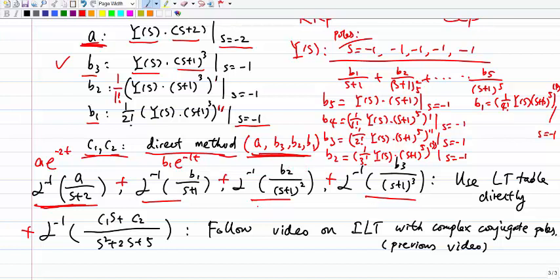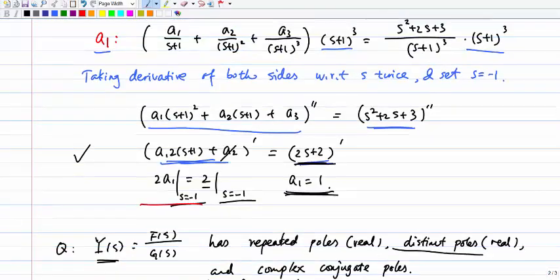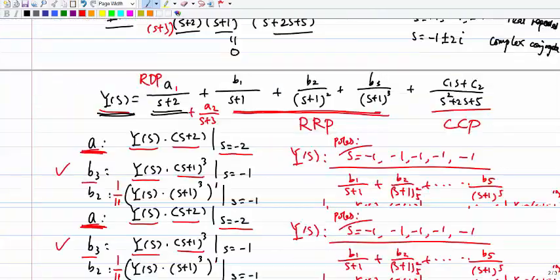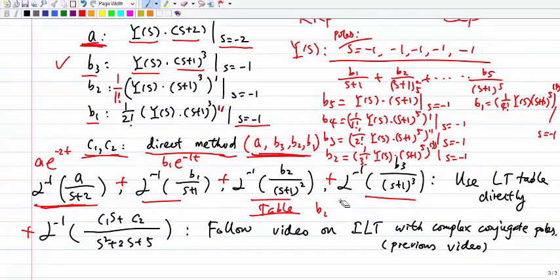Let's see, for this one, let me go to the table. So you use the table to try to figure out this one. I think this is a t something. It's b2 t e to the minus t. Let's go back over here. Figure out how to do it. Okay, t squared, yes. This is b2 t e to the minus t. This will be b3 divided by 2, t squared e to the minus t as well.